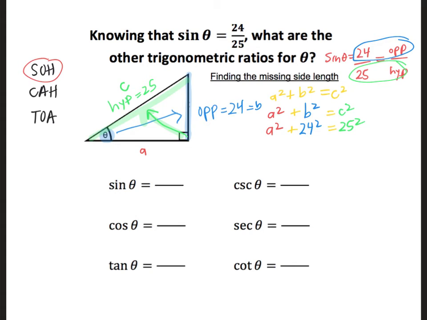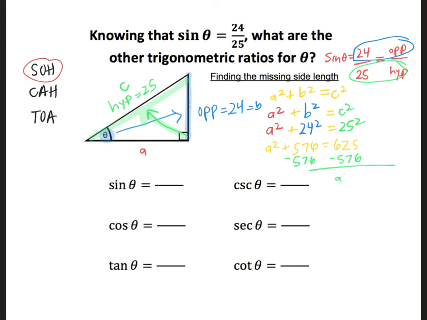So I'm going to start by squaring 24. 24 squared gives me 576. Right now I have a squared plus 576 equals 25 squared, which is 625. At this point, we need to get a squared by itself, so I'm going to subtract 576 from both sides.